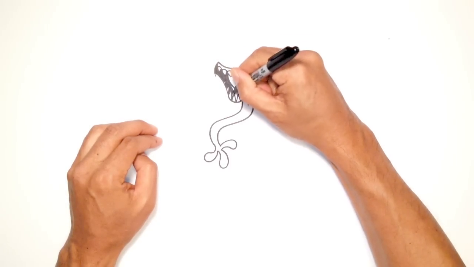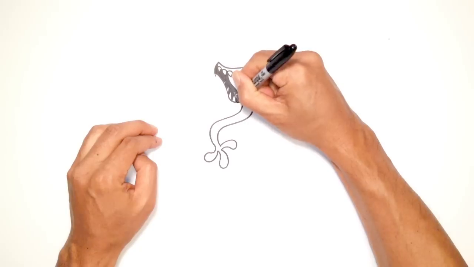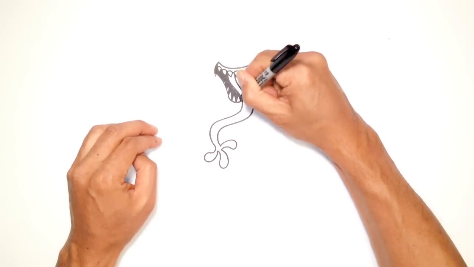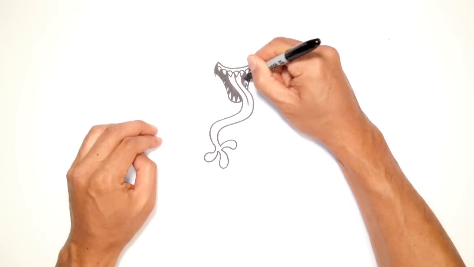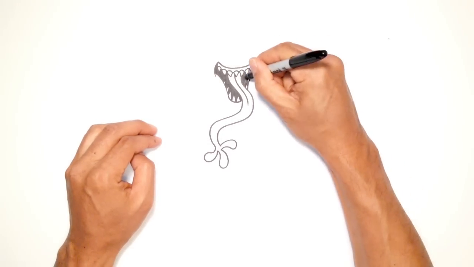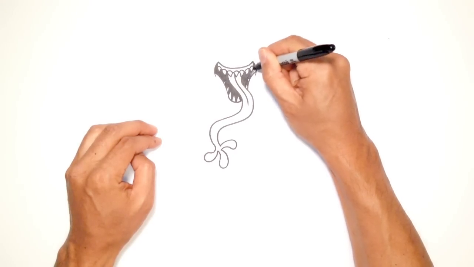Now if this drawing is going a little bit too fast for you, you can always pause the video, get caught up, and then start playing again. And I'm always using a Sharpie fine point marker for all my lessons, and you can find these at any stationery store.